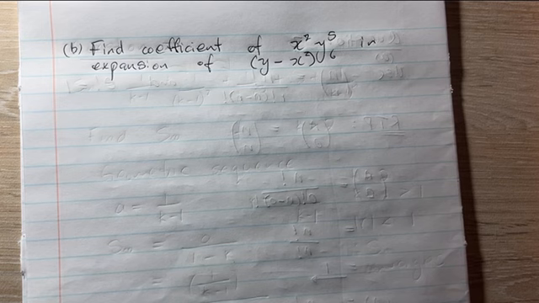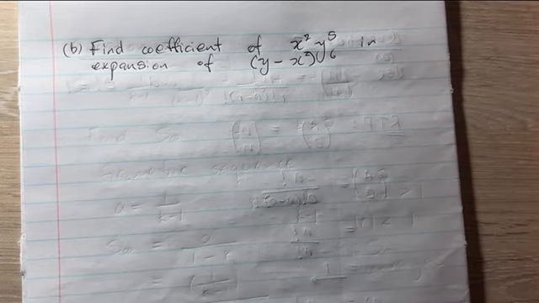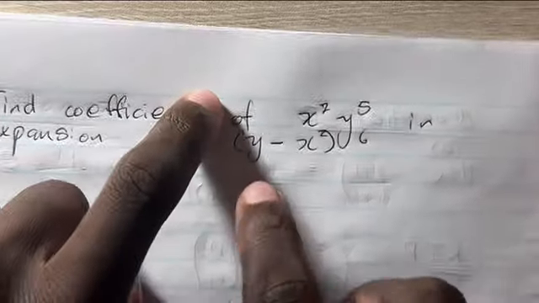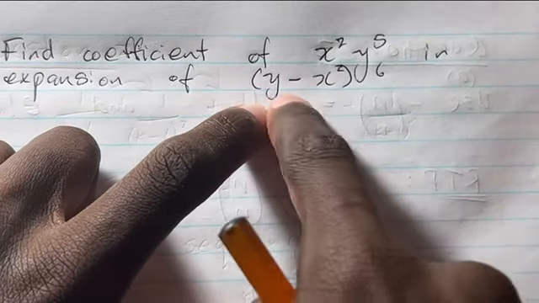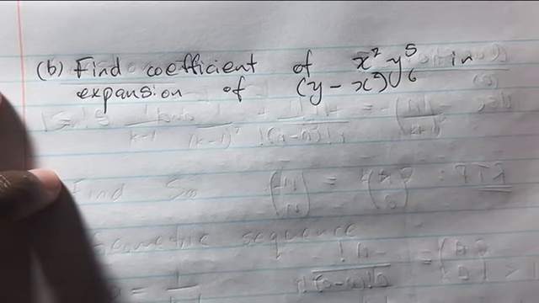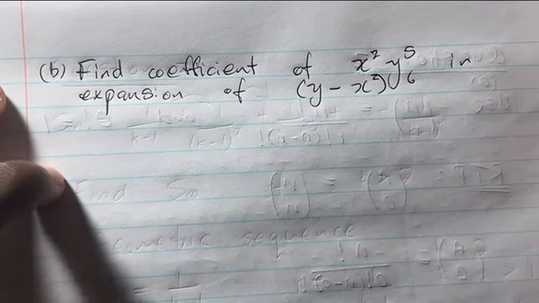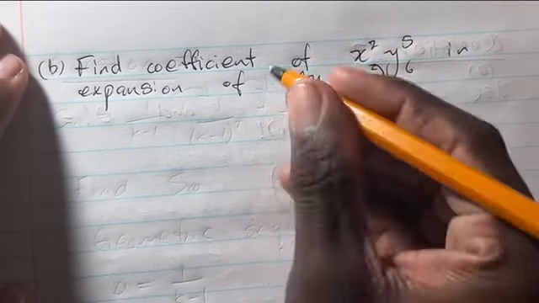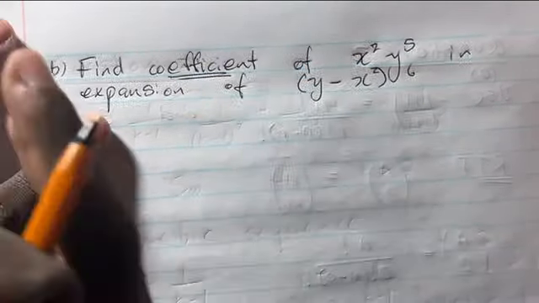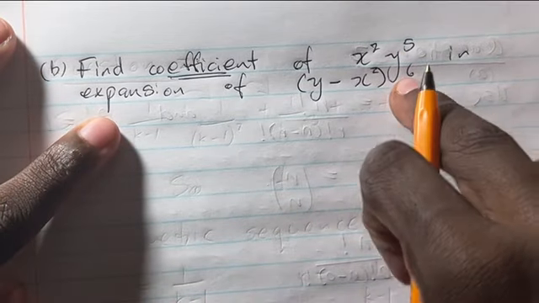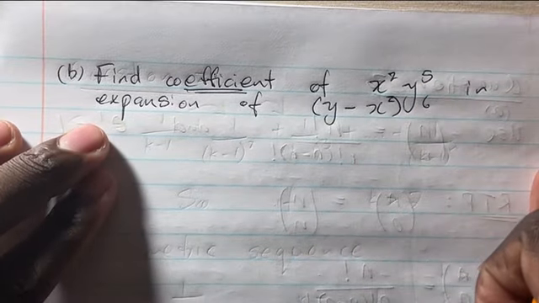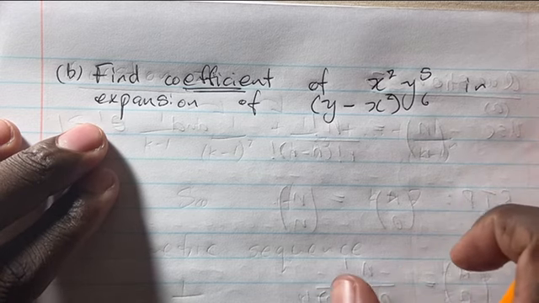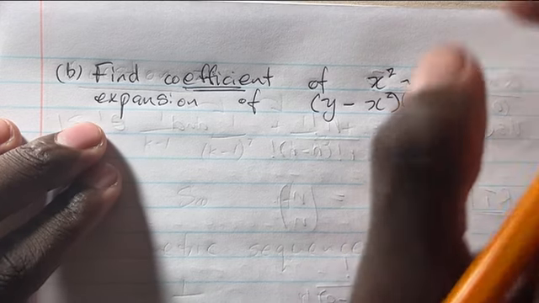So now we have to find the coefficient of x squared, y to the 5th, in the expansion of this difference. Now, they said on the question, without expanding, you have to find the coefficient. So that means, although you can open it up and find all the 6 terms of this expansion, you don't, because the instruction said without expanding.